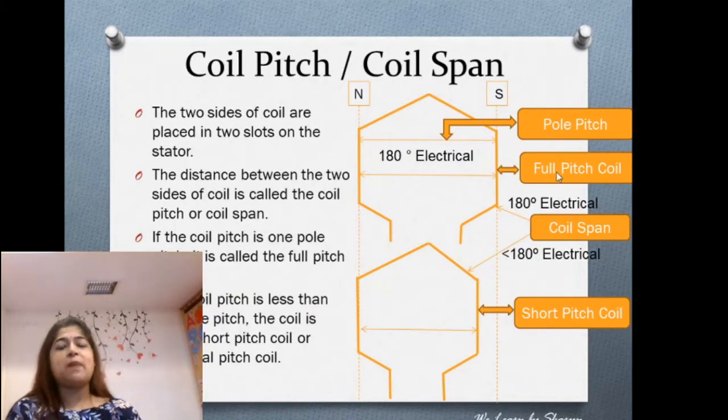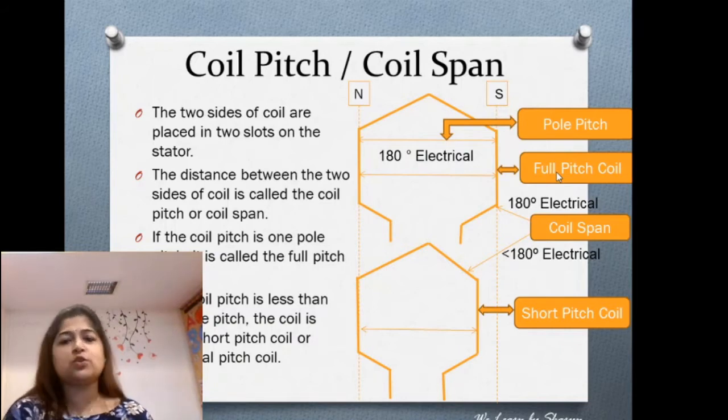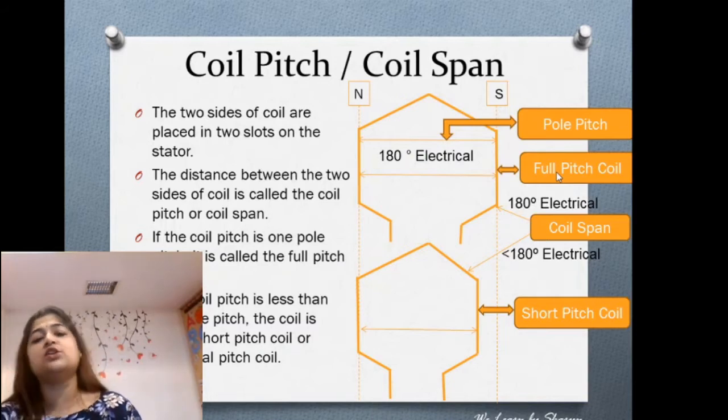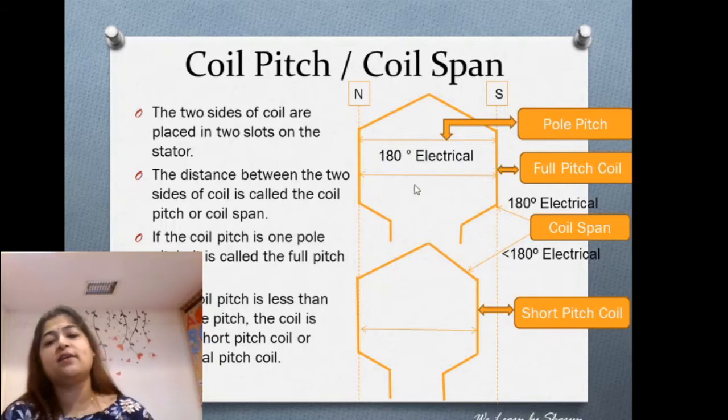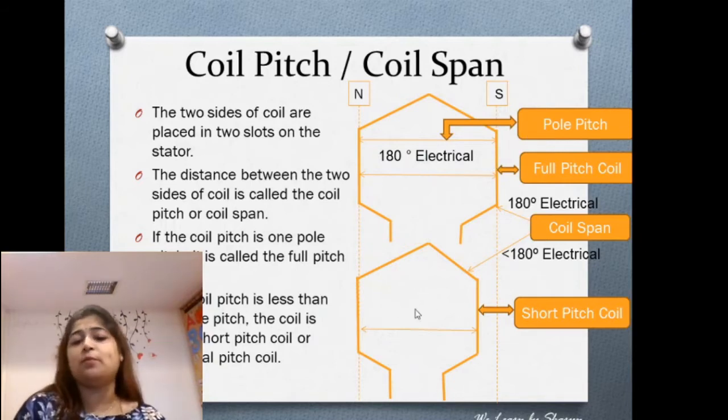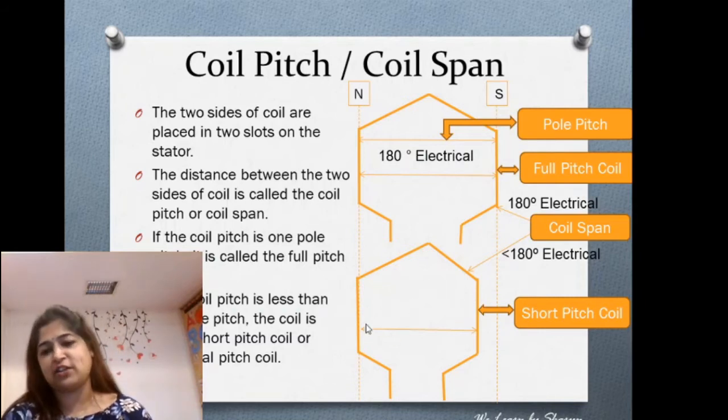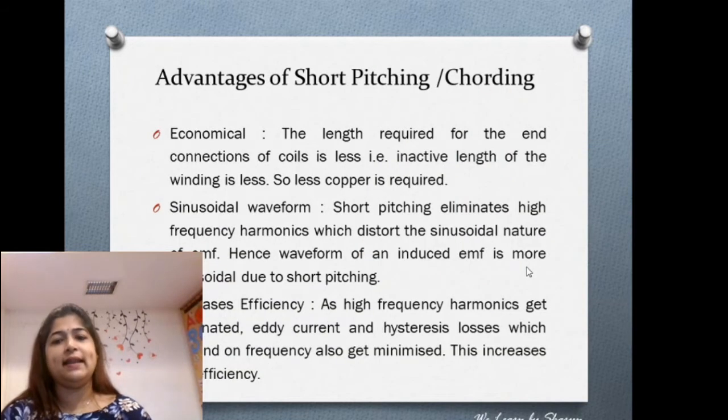So this is what is coil span, or coil pitch. Coil span is nothing but the distance between two coil sides of the coil, which is called coil pitch or coil span. If the coil pitch is exactly one pole pitch, that is called a full pitch coil. See this example of a full pitch coil. The coil span is exactly one pole pitch or 180 degrees electrical. But if the coil pitch is less than one pole pitch, the coil is a short pitch coil or fractional pitch coil. This is the example of a short pitch coil. The coil span is less than 180 degrees electrical.